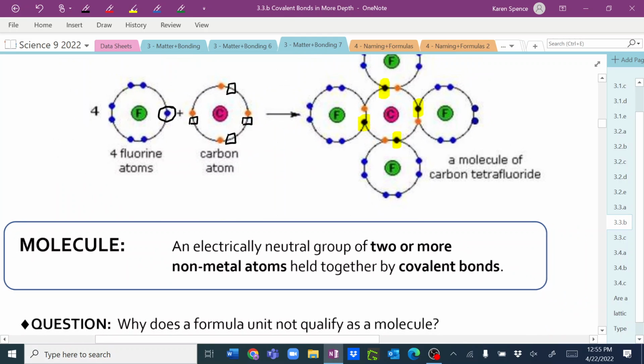Here is a definition of a molecule. A molecule is an electrically neutral group of 2 or more non-metal atoms held together by covalent bonds. So there are actually 4 parts to that definition. Number 1, it's electrically neutral. Number 2, there are 2 or more atoms. Number 3, those atoms have to all be nonmetals. And number 4, they are covalent bonds.